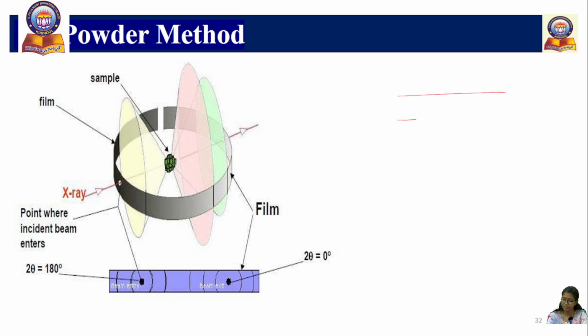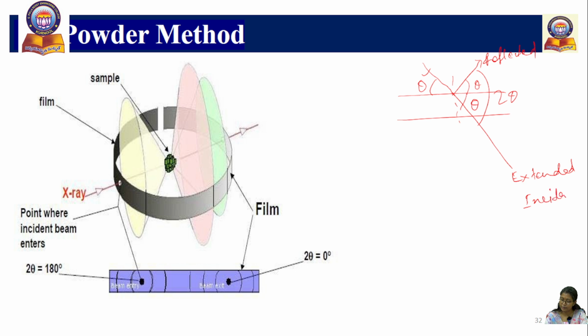See, if we know the orientation of our plane, we know that this is theta, this is the incident angle. If we extend this whole thing, this is also theta. If we draw, this is also theta. So the whole thing is 2 theta. Okay, so this is the reflected one, and this is the extended incident ray. This is also a most common viva question.